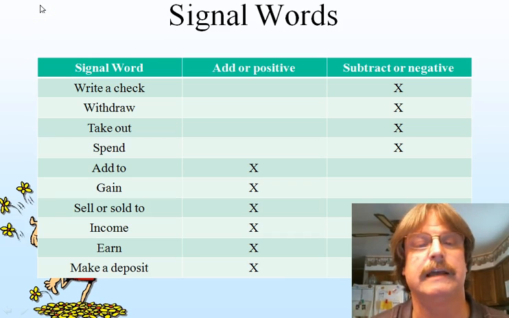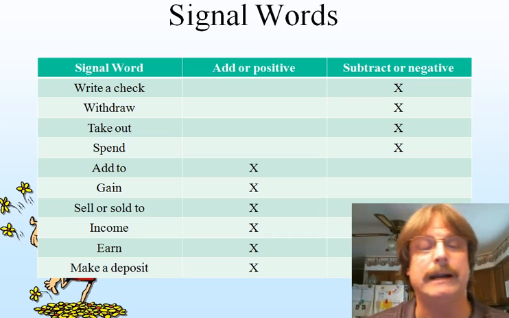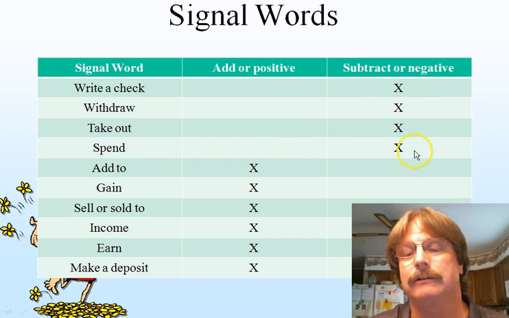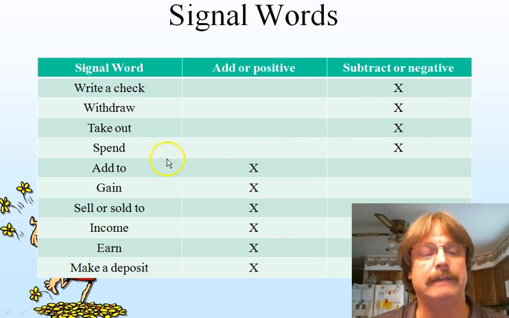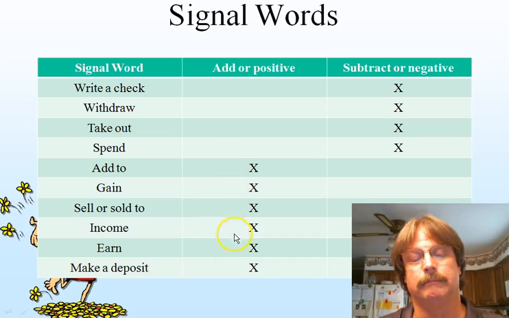Some signal words that you can look for to help you out, and I put a table together here. If you write a check, take a withdrawal, or take out, or spend, those are all going to be subtract or negatives. Okay? And if you see add to, gain, sell or sold to, income, earn, or make a deposit, that's all going to be positives or additions that you're going to have.